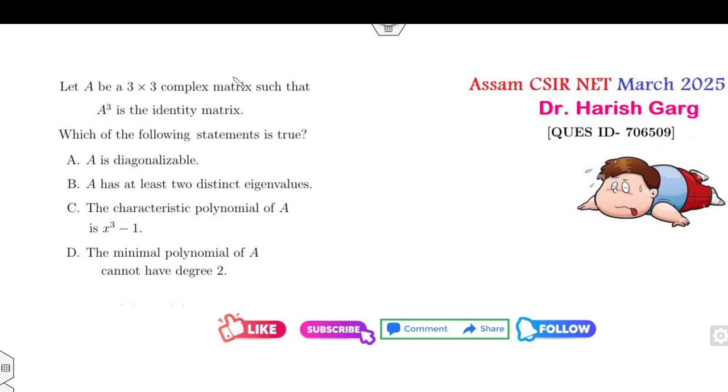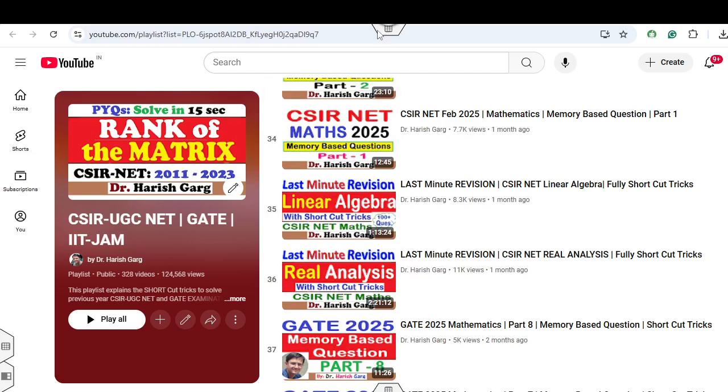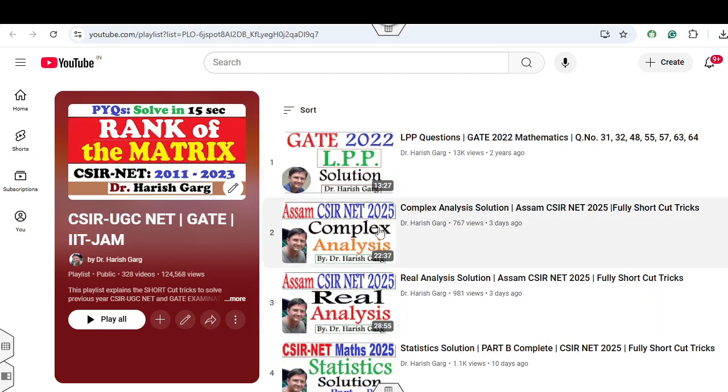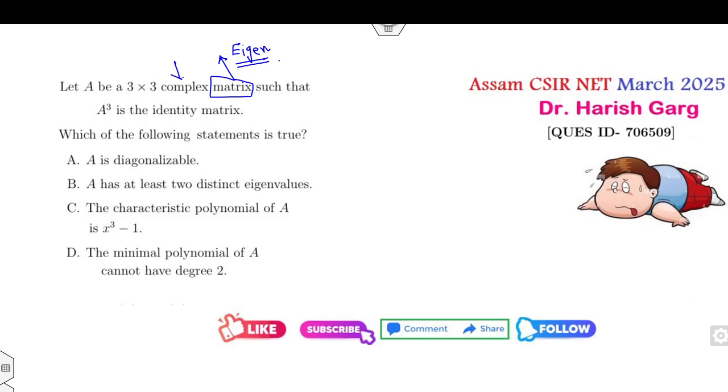Okay, look at this another one. Again, this is related to the matrix. So I can solve the problem with the help of eigenvalues. अगर आप देखो ये कॉम्प्लेक्स मैट्रिक्स और ये सेम सोल्यूशन मैं ऑलरेडी आपको कॉम्प्लेक्स एनालिसिस में एक्सप्लेन कर चुका हूं. फाइन. एनी हाउ, क्योंकि ये क्वेश्चन मैट्रिक्स का है तो आइगन वैल्यू से सॉल्व करेंगे. There are three eigenvalues because the size is 3 cross 3 such that A cube is my identity.